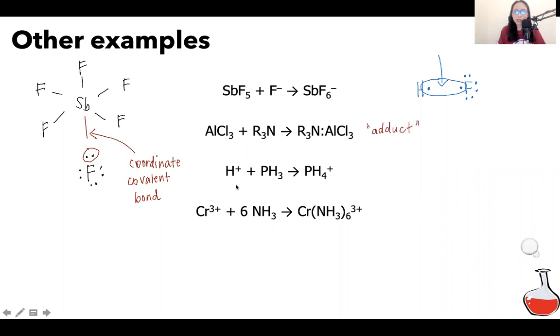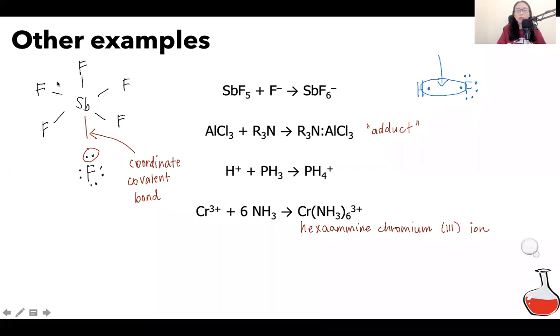You have hydrogen ion plus phosphorus trihydride forming phosphorus tetrahydride ion, chromium 3 ion plus 6 molecules of ammonia forming hexaamine chromium 3 ion. So notice the name is different, right? You will learn about this nomenclature when you study coordination compounds.